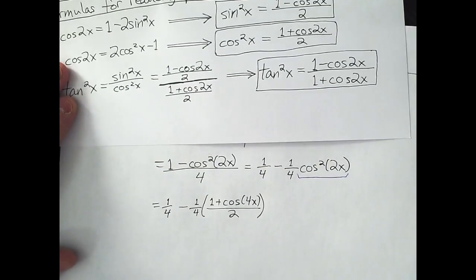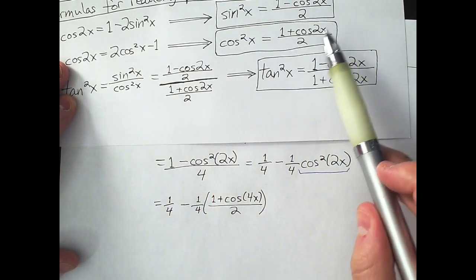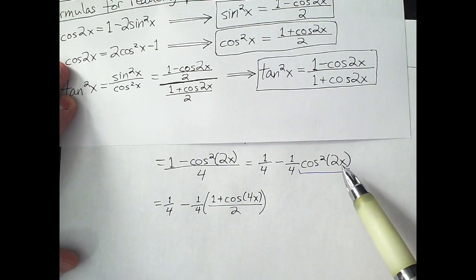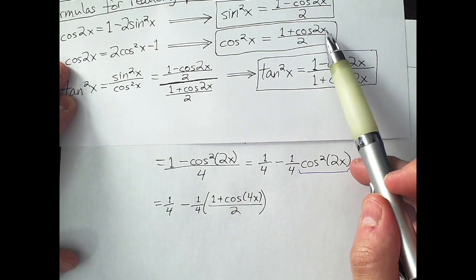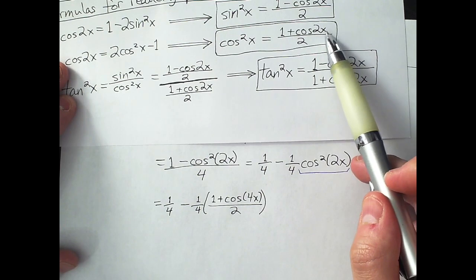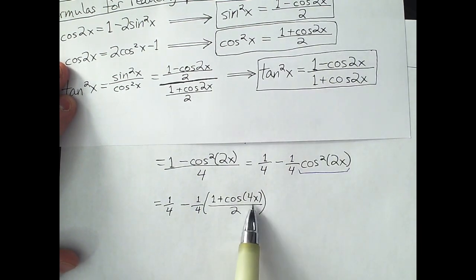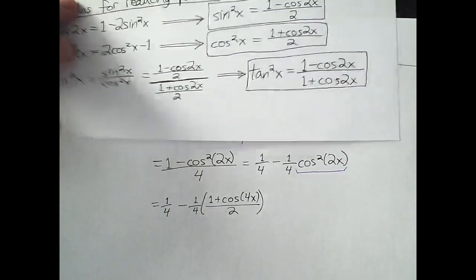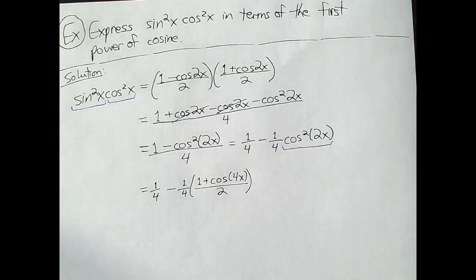All right, understand that? So I'm saying it's okay to use this identity. X is replaced with 2x, so this x has to get replaced with 2x. There's already a 2 in front, so when I replace this x with 2x, it's going to be 2 times 2x. That's where this 4 came from. And look at that. We expressed it in terms of the first power of cosine.